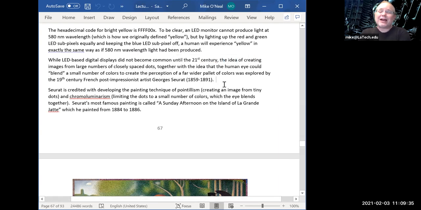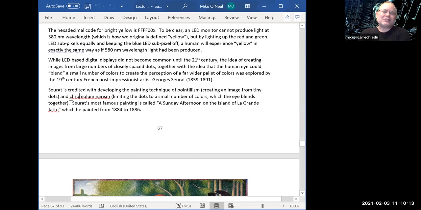And if this sounds familiar to how I've described an LED monitor, essentially, 100 years before that technology had been invented, you had a French impressionist painter who was playing around with the very ideas and proving them in the area of art that 100 years later became the basis of our monitor technology. Now, I said putting the little dots of paint was called pointillism.